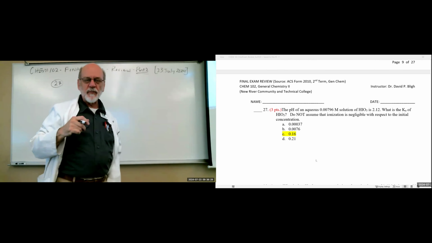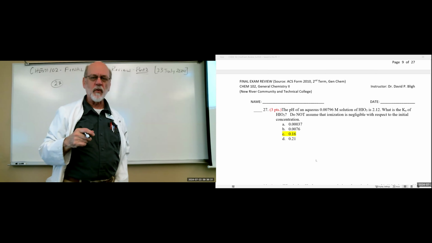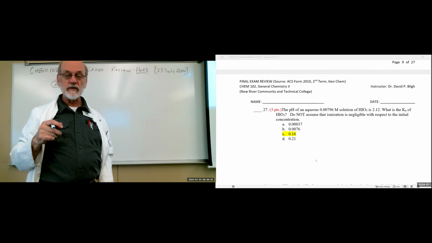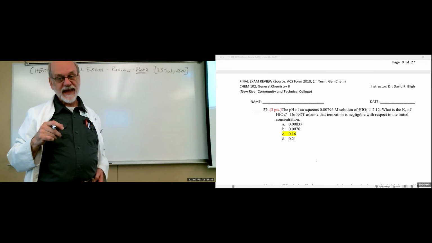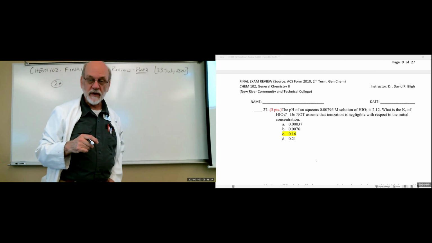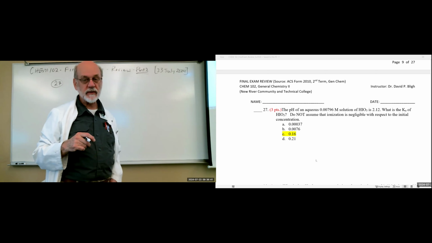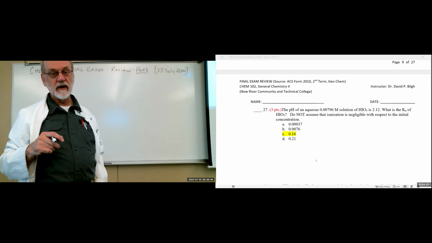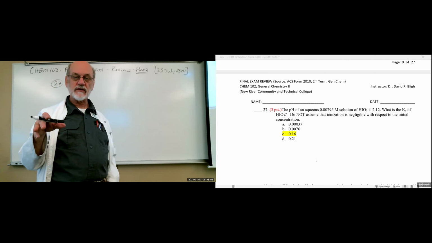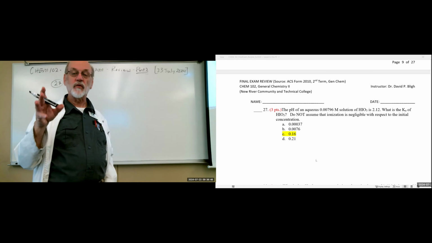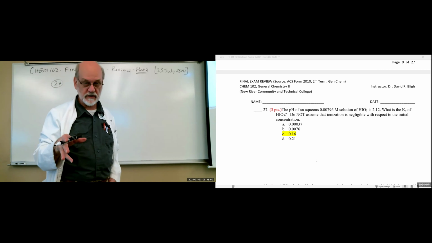27. The pH of an aqueous 0.00796 molar solution of HIO3 is 2.12. What is the Ka of HIO3? Don't assume that ionization is negligible with respect to the initial concentration.